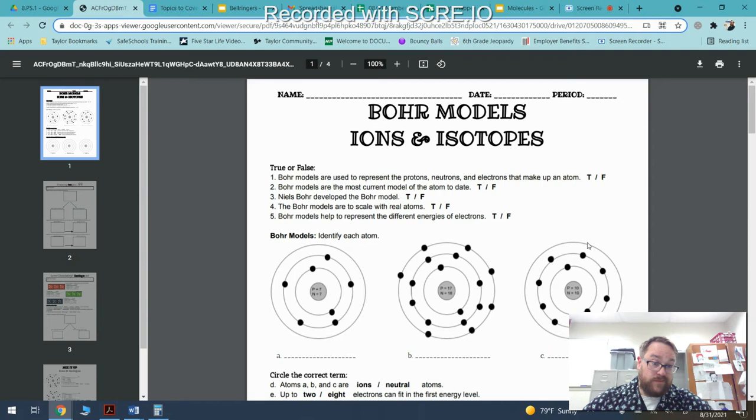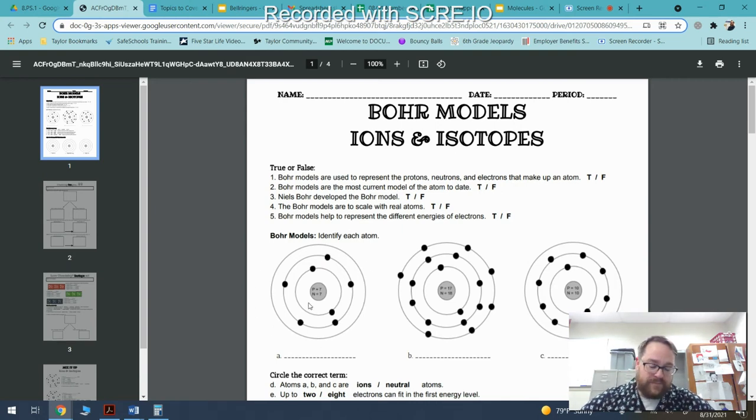So I'm going to go ahead and just make a little video for you to go through each section of this and show you what I'm looking for. Okay, so Bohr models, ions, and isotopes. These right here are Bohr models. Bohr models show us really the location of electrons in an atom.